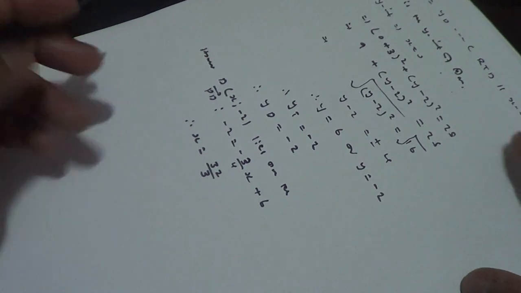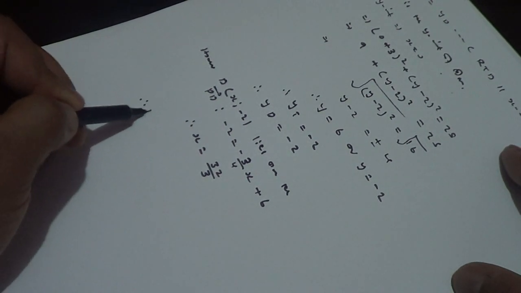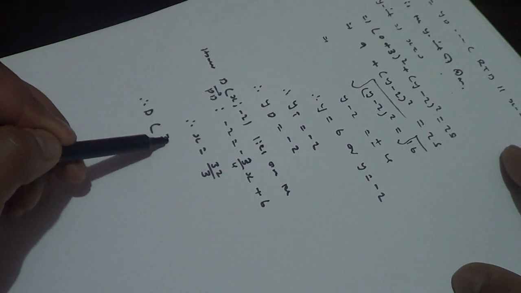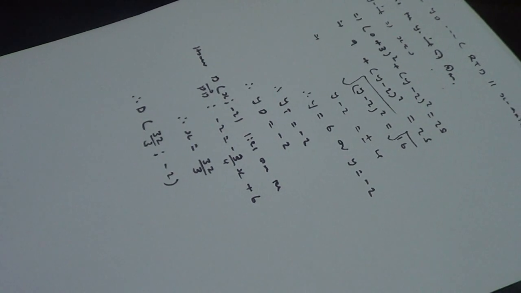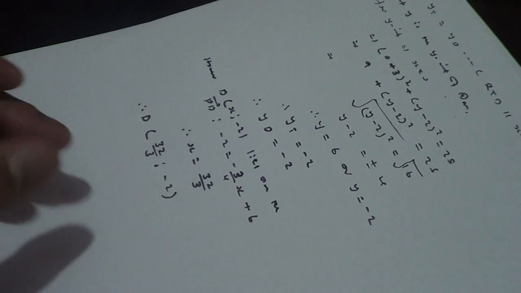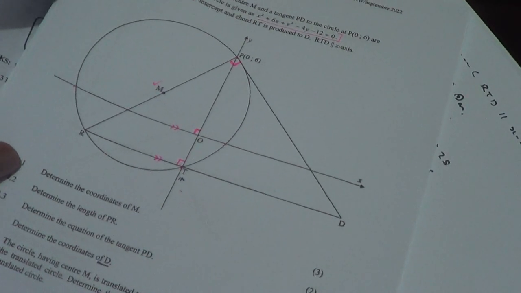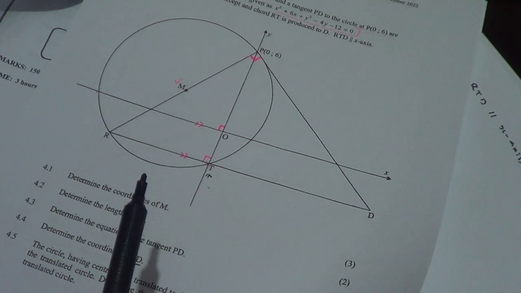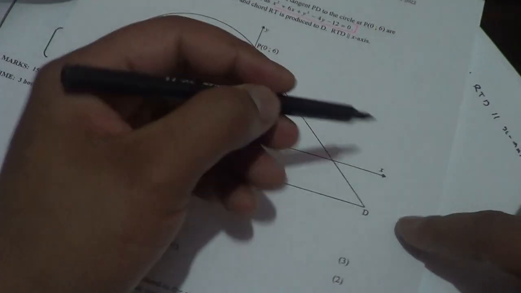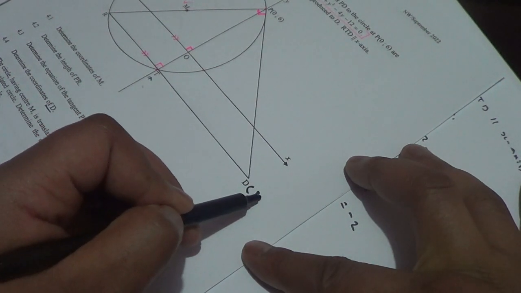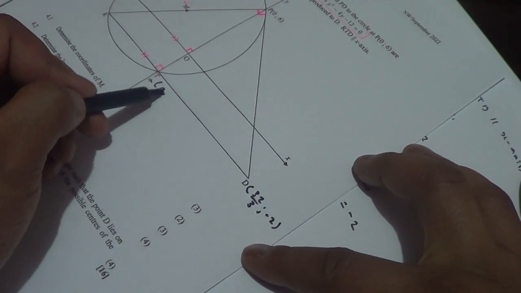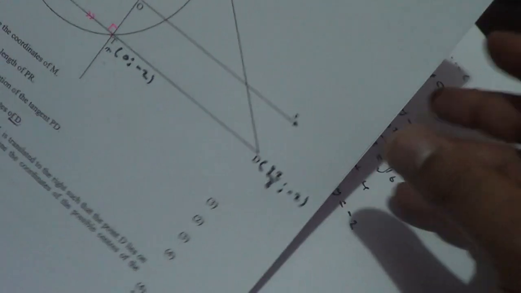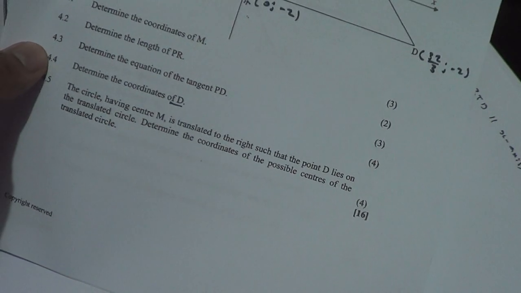So I'm happy. Therefore, D is going to be the point (32 over 3, minus 2). So yeah, I think we are sorted there. We can write it down: this is (32 over 3, minus 2), because we found out that the y-value is minus 2. Okay, great stuff. So we are sorted. We are really sorted, guys.